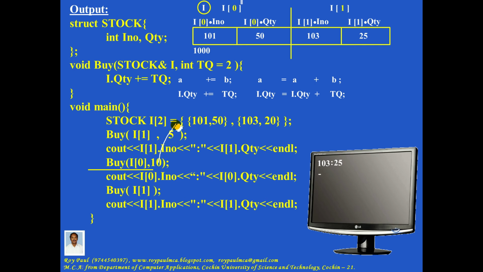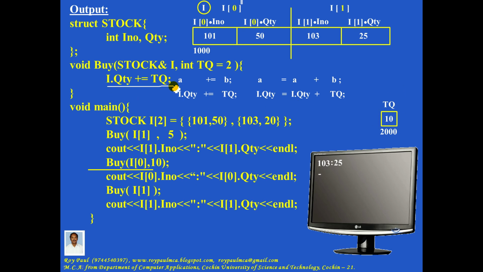Now the second argument 10 is passed to the second parameter tq. So now the default value is meaningless because the second argument is given. So your tq contains 10. You can see tq contains 10.